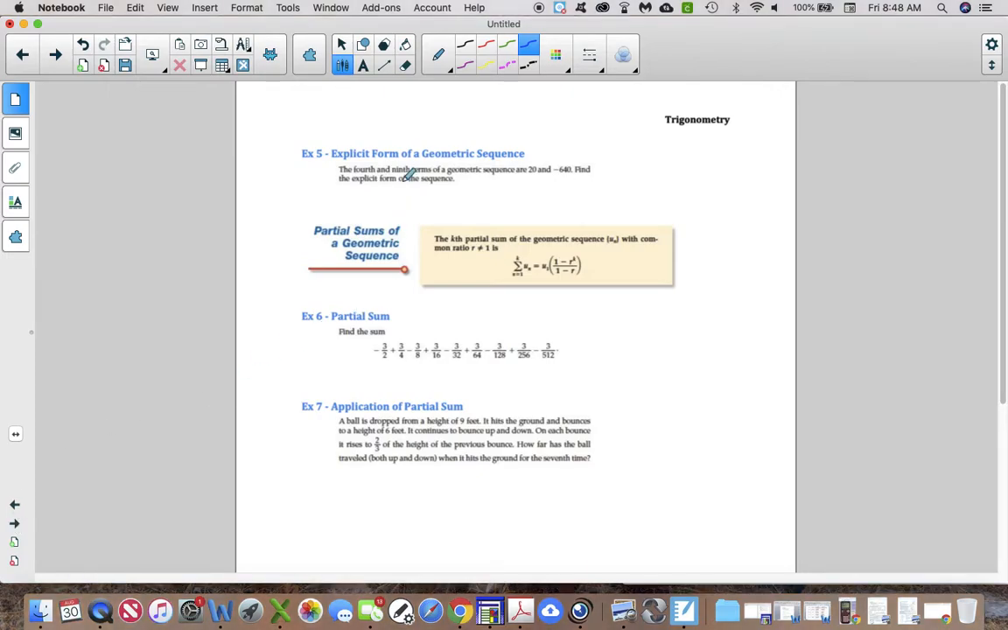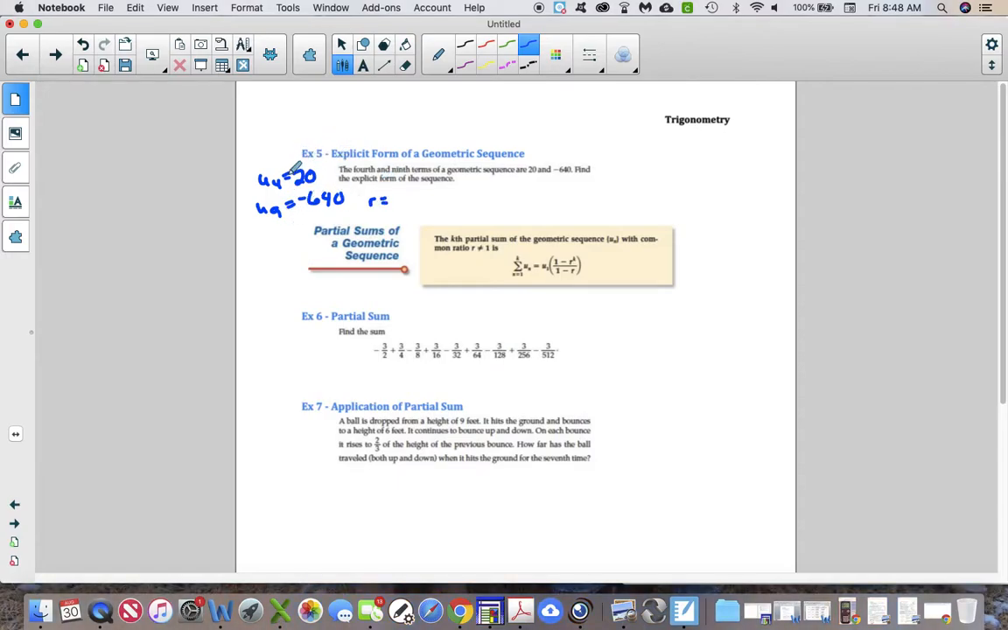The fourth and the ninth term of a geometric sequence are 20 and negative 640. Pay very close attention to this because this is where it gets kind of confusing. U sub 4 equals 20, and U sub 9 equals negative 640. So our goal now is to find what R is. We need to figure out what our ratio is that we're multiplying by each time.